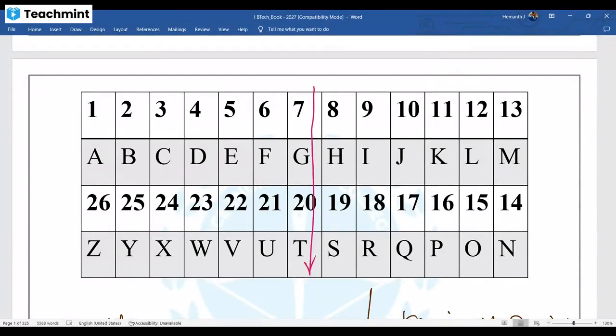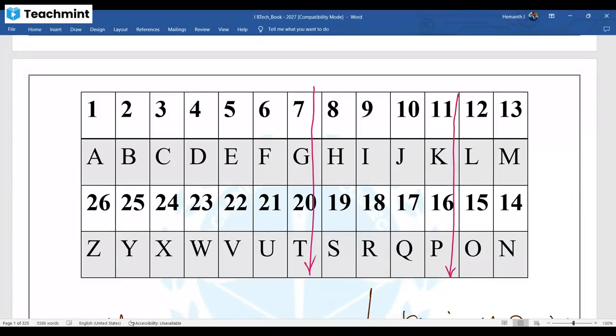7 is forward code, the other value 20 is reverse code. If you write in this fashion, then that's the advantage. K: forward code is 11, reverse code 16. So forward code and reverse code are both covered.